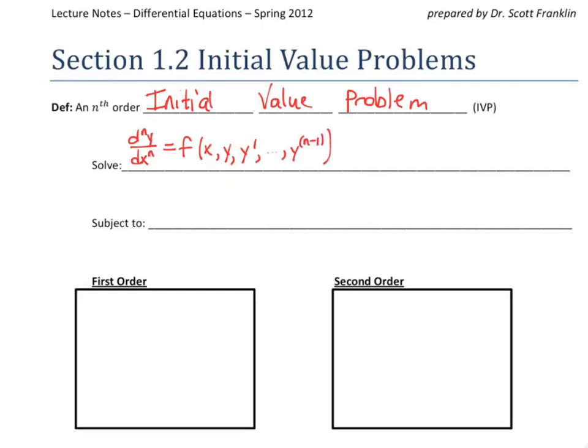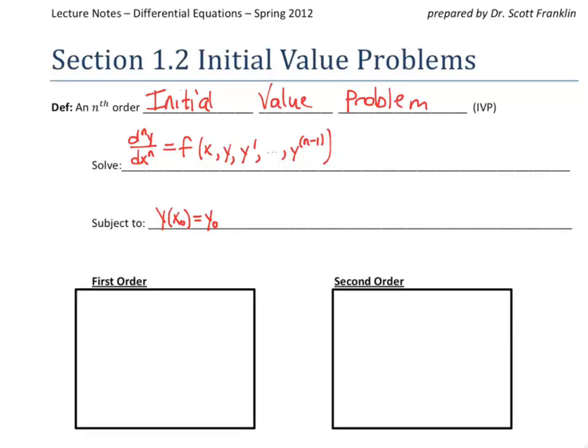But in addition to the differential equation, we're going to include an initial condition, or a set of initial conditions on this differential equation. An initial condition would define or constrain the value of the function at a single starting point, x naught, to be y naught. So y at x naught is equal to y naught.